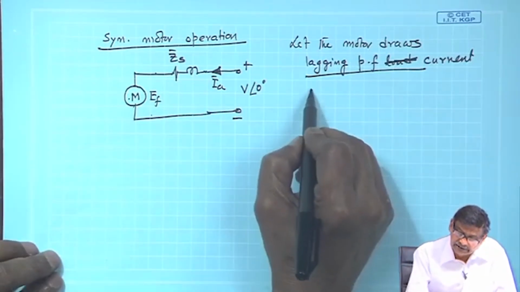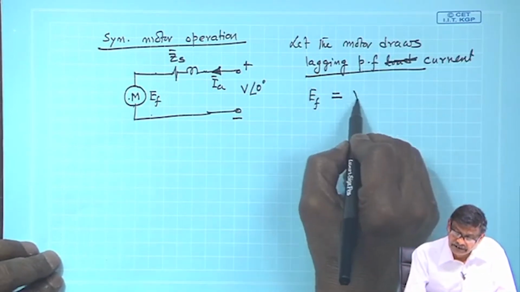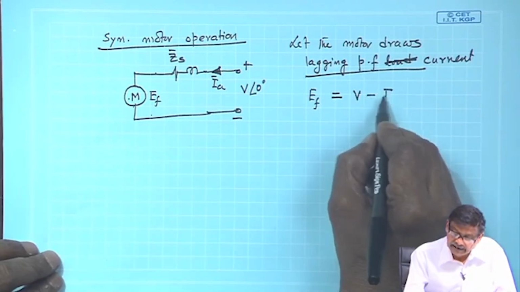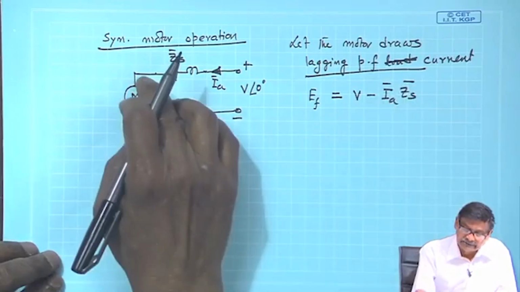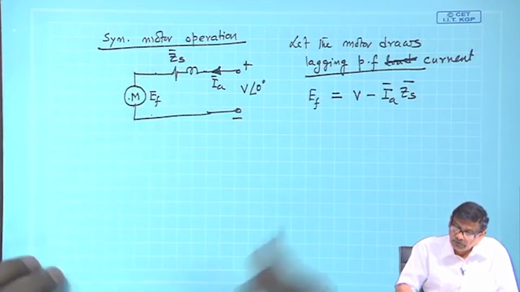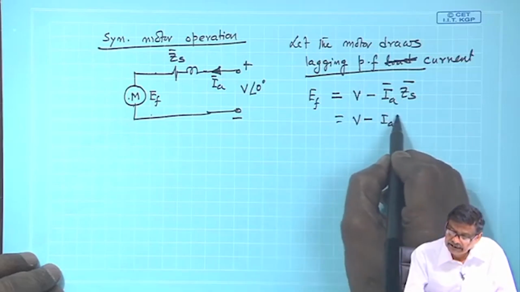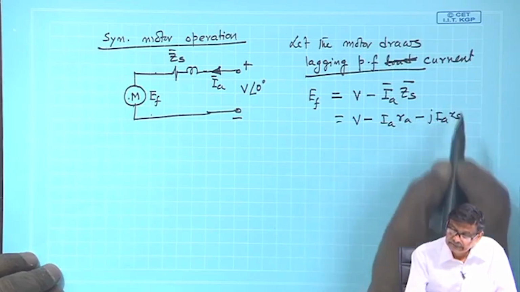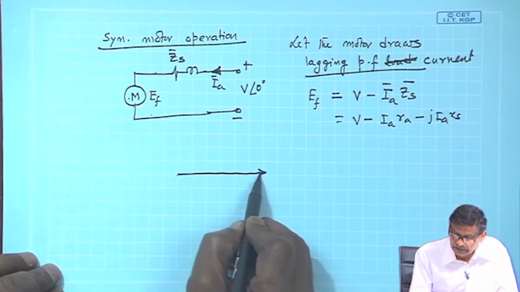Then I will say that this Ef should be equal to V minus IA ZS. This will be the magnitude of the RMS voltage. So, how to draw it? The drawing of this phasor diagram will be IA RA minus j IA XS. Please carefully follow what I am doing. This is V.